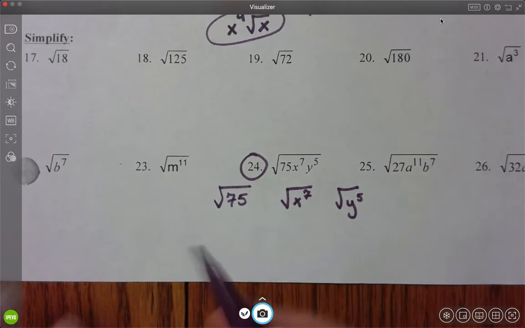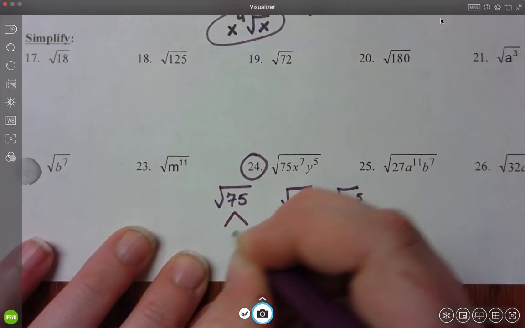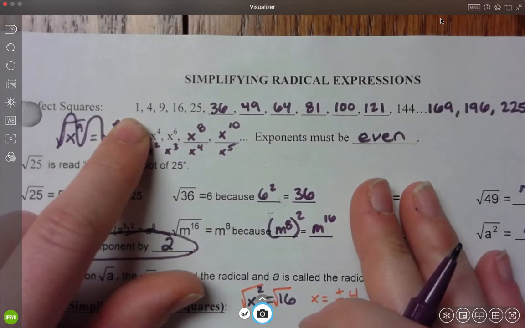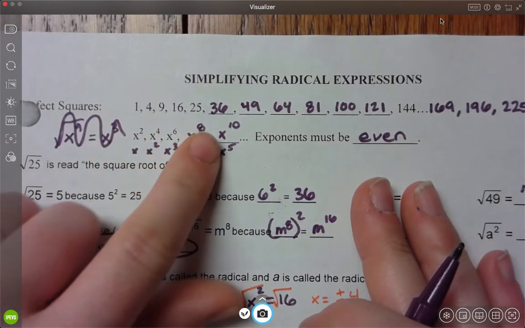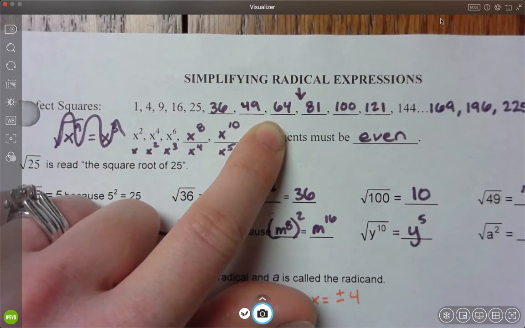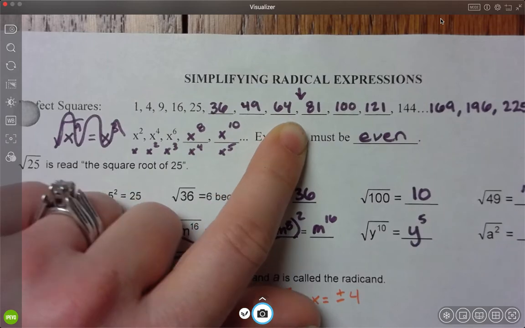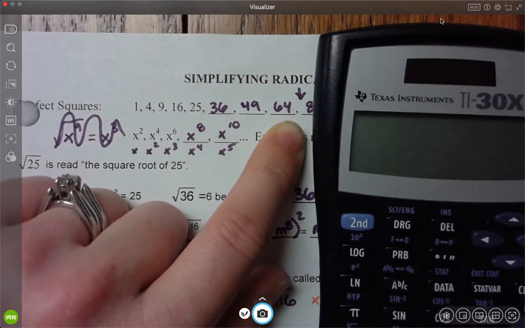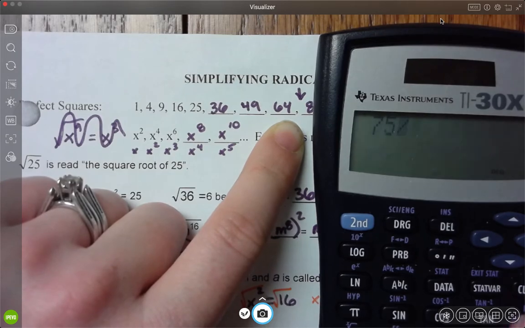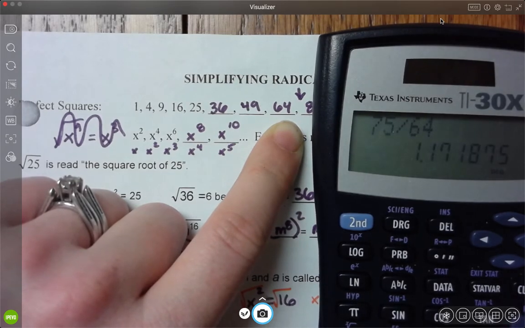So let's start with 75. I need a number that goes into 75 that I can take the perfect square root of. Now, if you can't think of them, you just start going through this list, and you want to pick the highest number possible. The number 75 is here, in between 64 and 81. So I start with the highest number possible, and I say, okay, does 64 go into 75? 75 divided by 64. Nope. 75 divided by 49.